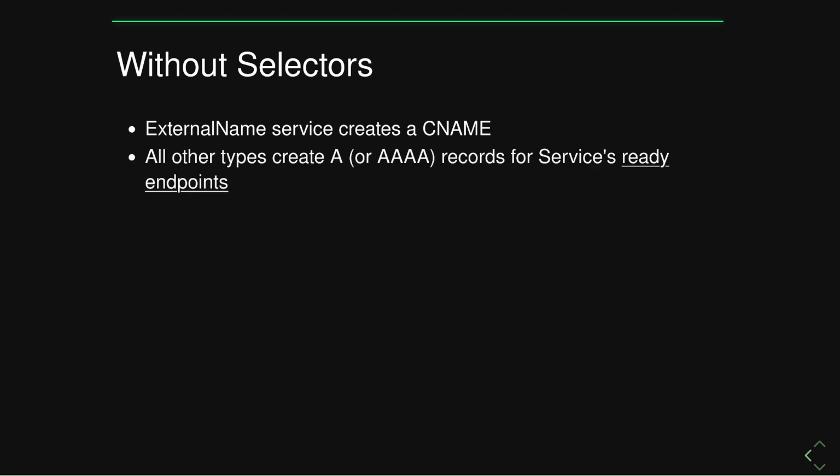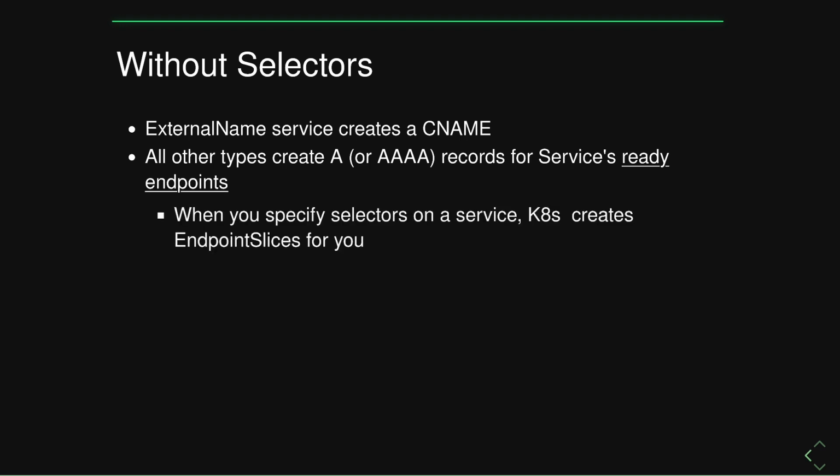So next, we can talk about the use cases without selectors, where we don't explicitly define which workload that service targets. And there are again two scenarios within the without selectors category. The first is an external name, and that's a type of service that simply creates a CNAME to an external service. That's sort of special. In that case, we'll get back a CNAME record that points at that external service, and we'll see that in action. Any other type created without a selector creates A records or quad A records in the case of IPv6, for any of the service's ready endpoints.